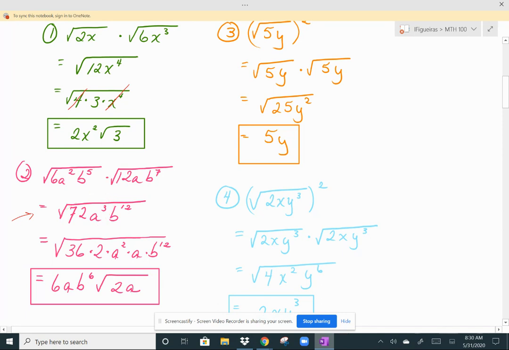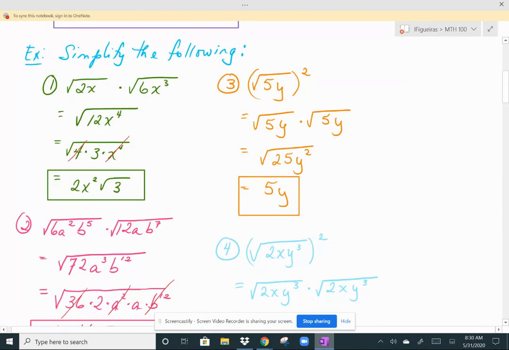So now we're ready to take the square root of the perfect squares. The square root of 36 is 6. The square root of a squared is a. The square root of b to the 12th is b to the 6th. And you're left with the square root of 2a on the inside.